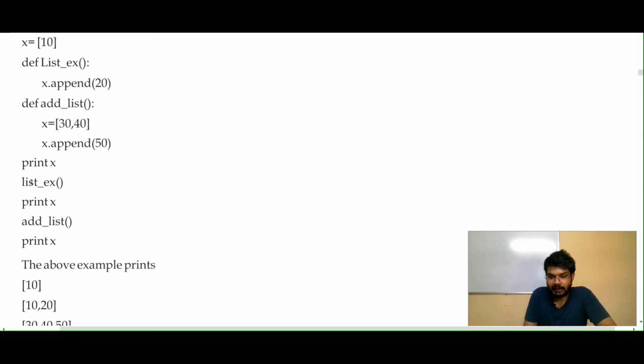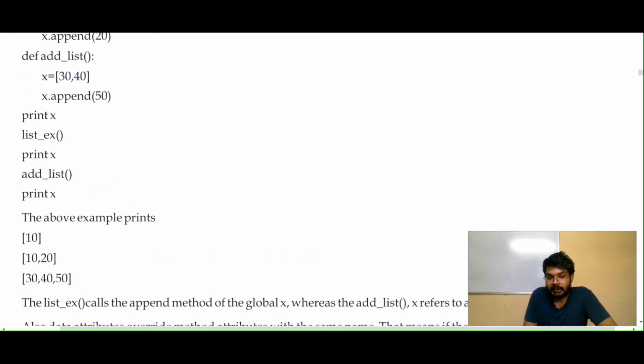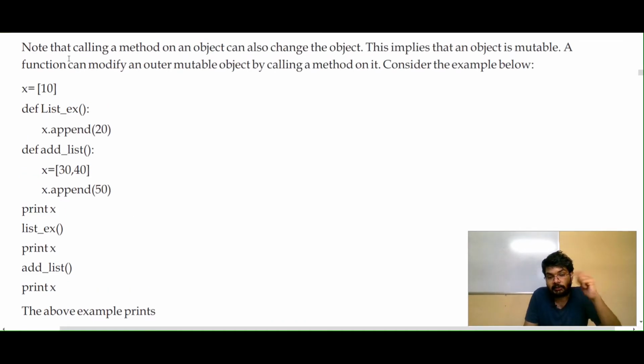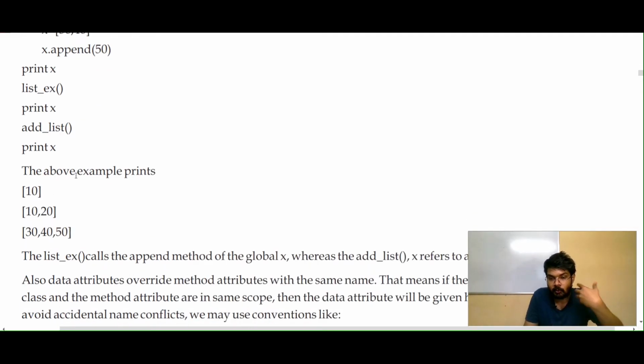Now the list x function is called. The list x function is appending 20 to the globally available x, so the answer would be 10, 20. Finally, the add list function is called. It is not utilizing the global x, it is utilizing the x within itself, so it is overriding the variable that is available globally. So 30, 40 would be utilized, and the final answer would be 30, 40 and 50. That's how you use a particular function to override the globally available variables.